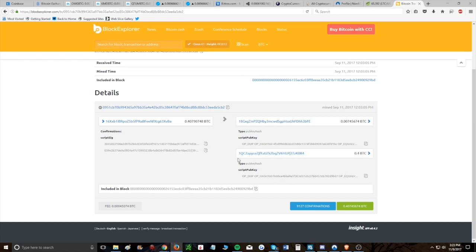So in order for this transaction to occur, a miner has to verify it. And this is the fee that the miner received for verifying my transaction: 0.0004507 Bitcoin. It's not much, but they add up. These miners make some money by verifying these transactions. Without the miners, Bitcoin wouldn't be able to send. And it looks like there were 9,127 confirmations.